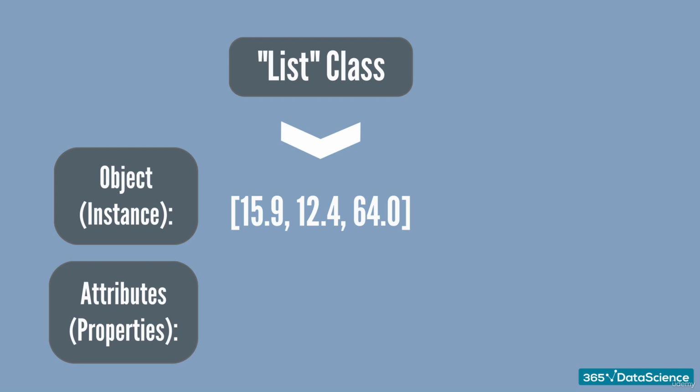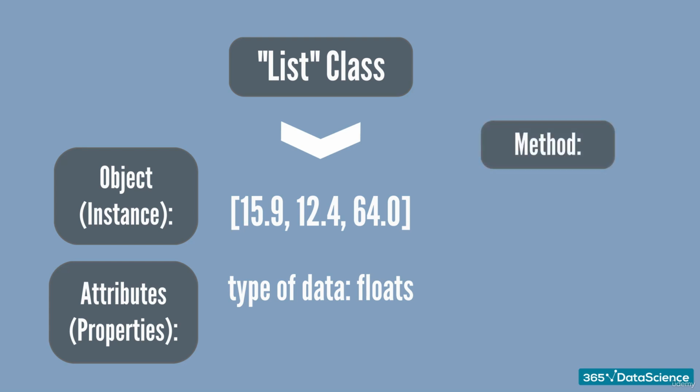One attribute of this list is the type of data in it. Technically, a list can contain various types of data, such as integers and strings. So, it is important to define the type of data used here. These are floats. A method we could apply to this object is extend or index, as we saw earlier in the sequences section. And please pay attention. These operations can be performed only after we have created the object.